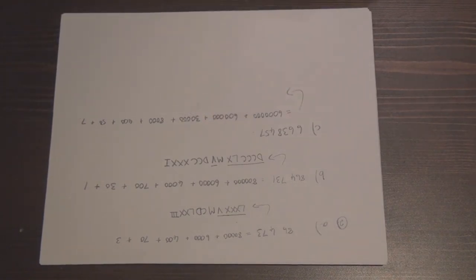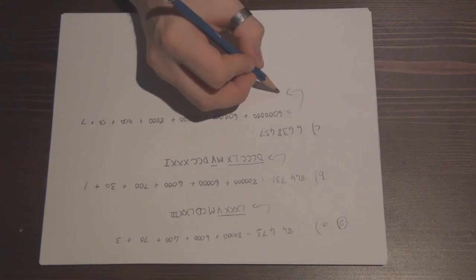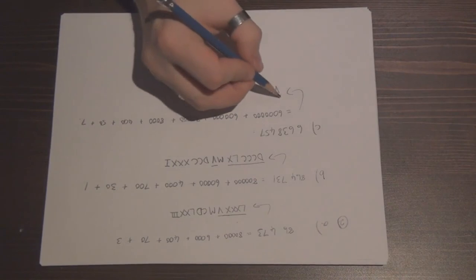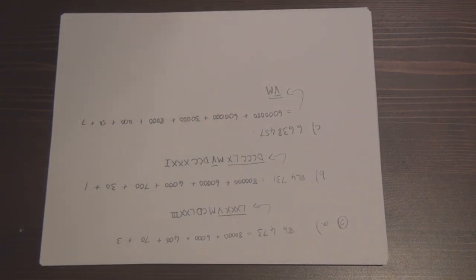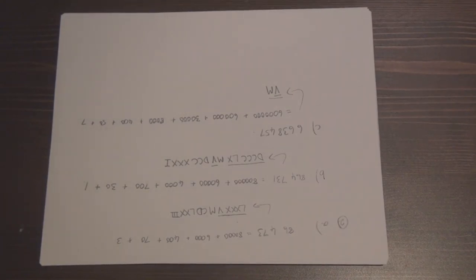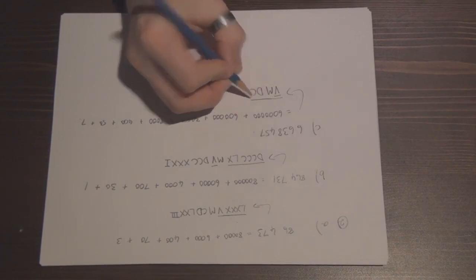So, 6 million. What is 6 million? Remember that you can't have an I under a line. So I have to do 6,000 times 1,000. What is 6,000? It's 5,000 and 1,000 times another 1,000. That's 6 million. 600,000 will be 600 is DC, 1,000.